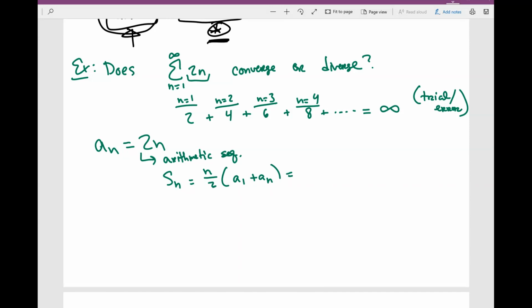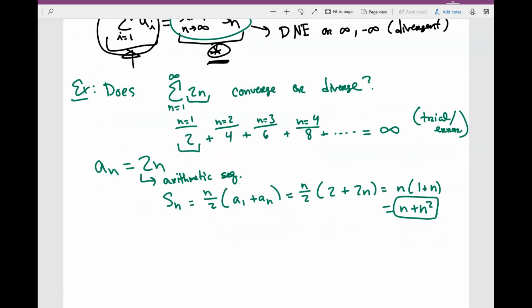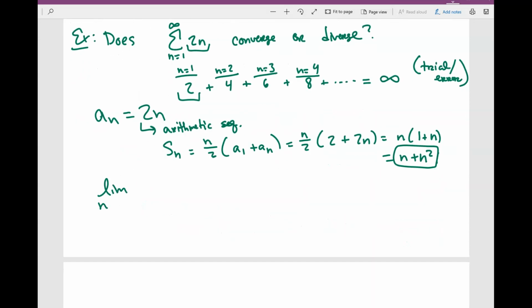a1 is the first term, which is just 2. So you're going to have n over 2, then 2 plus an, which is just equal to 2n. If I distribute, you're going to have n times (1 plus n), which gives me n plus n squared. So this is equal to s sub n. All I have to do is take the limit of s sub n. So I'm going to take the limit as n goes to infinity of s sub n, which is equal to the limit as n goes to infinity of n plus n squared. Notice that if I plug in infinity, you're just going to get infinity anyway.